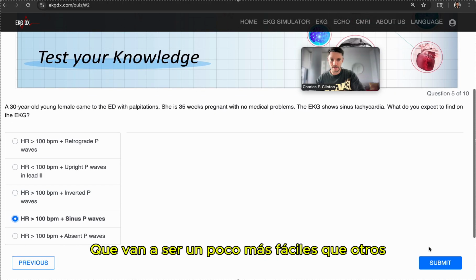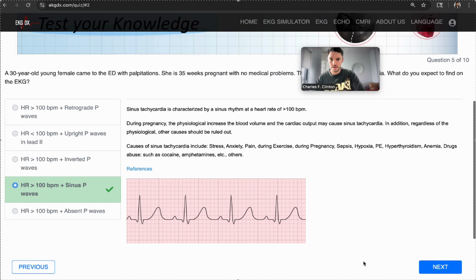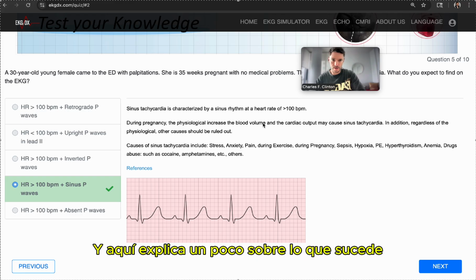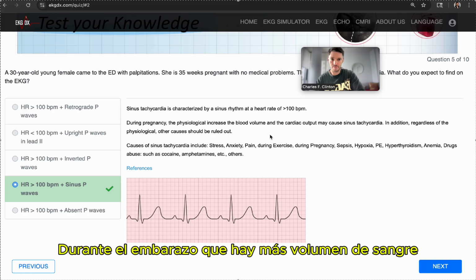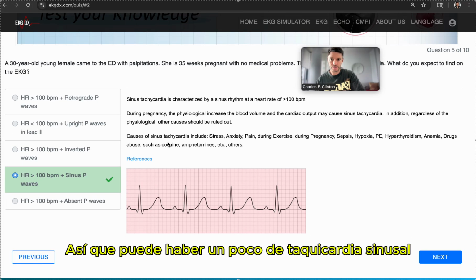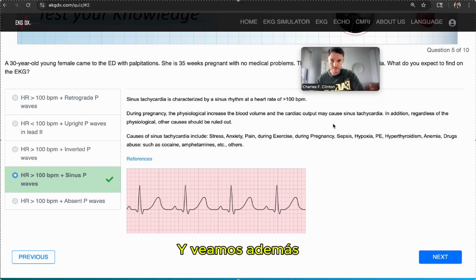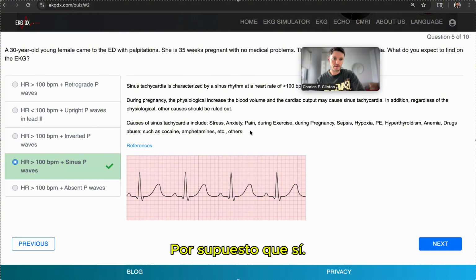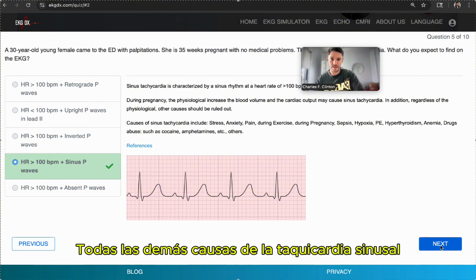There are some questions that are going to be a little bit easier than others, but of course it's very useful here, and it explains a little bit about what happens during pregnancy: there's more blood volume, increased cardiac output, so there can be a little bit of sinus tach. In addition, regardless of the physiological cause, other causes should be ruled out, of course. So yeah, all the other causes for sinus tachycardia.